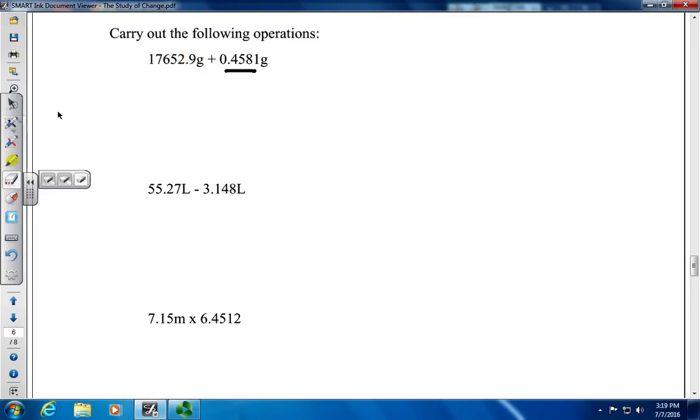So, in this particular case, we're going to deal with adding these two figures together and making sure that we round to the nearest 10th position. So the answer to this is 17,653.4 grams. Again, we're sticking with the 10th position. The same is true when you're subtracting as with when you're adding.